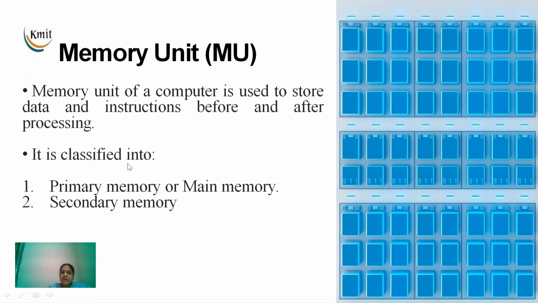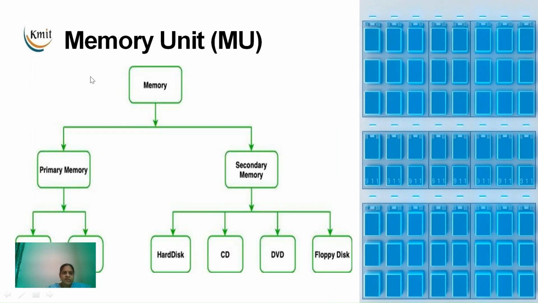The memory unit is classified into two parts: the primary memory, or main memory, and the secondary memory. If you see here, the memory is divided into primary and secondary memory. Examples of primary memory are your RAM, random access memory, and read-only memory. Examples of secondary storage devices or secondary memory are hard disks, compact disks, DVDs, and floppy disks.